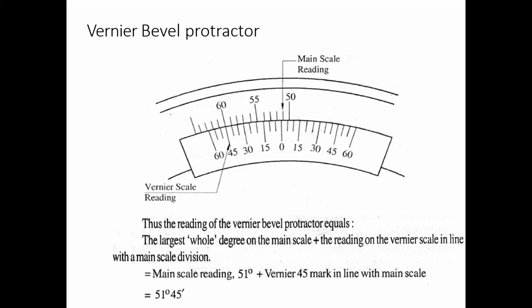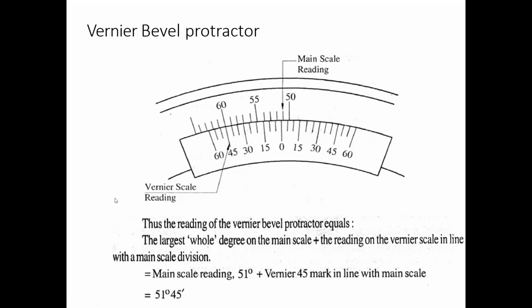How to take the vernier scale reading? You have to identify a division on the vernier scale which exactly coincides with the main scale division. Here in this case, the main scale readings are increasing in the anti-clockwise direction. Therefore, you have to take the leftward vernier. You have to use the leftward vernier. If you move on this left side, division by division, you observe here the 45th division is exactly coinciding with the 60. Therefore, this 45 represents 45 minutes, the vernier scale reading.